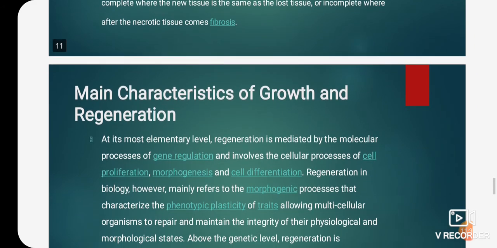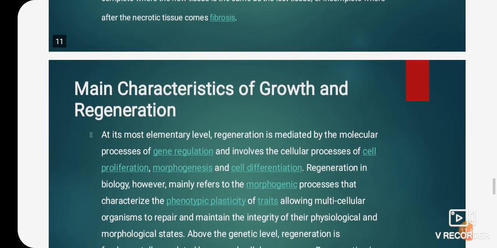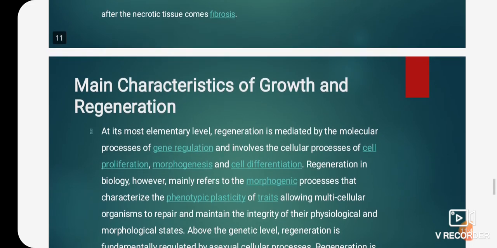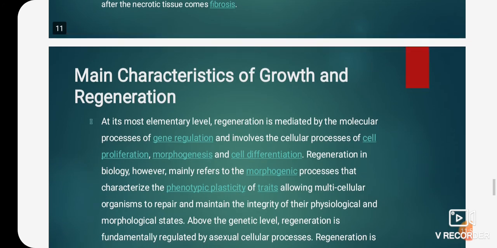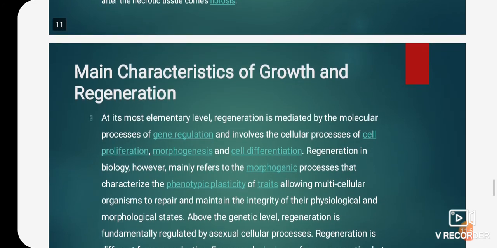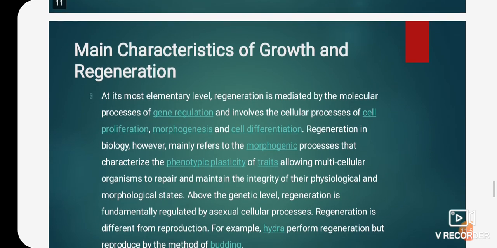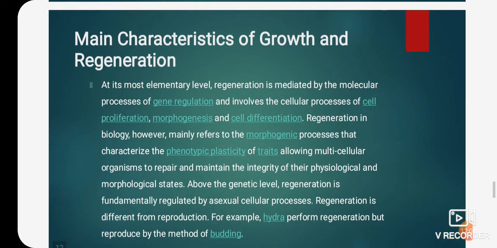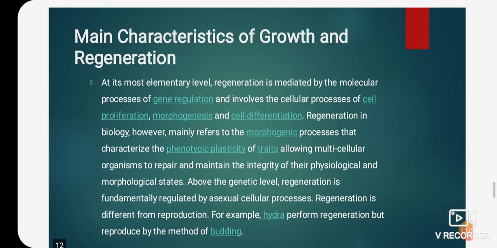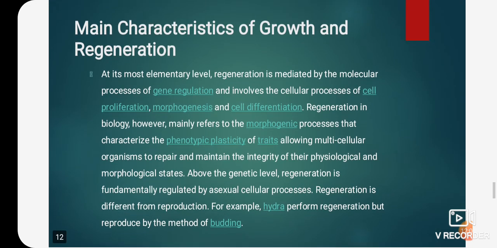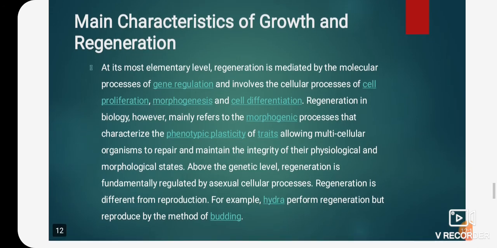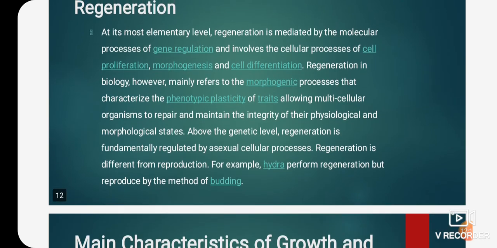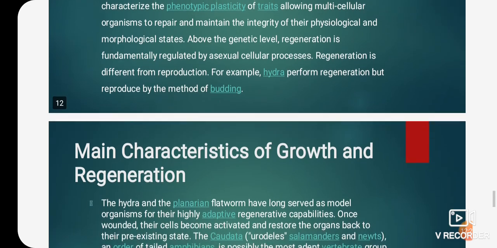Regeneration in biology, however, mainly refers to the morphogenic processes that characterize the phenotypic plasticity of traits, allowing multicellular organisms to repair and maintain the integrity of their physiological and morphological states. Above the genetic level, regeneration is fundamentally regulated by asexual cellular processes. Regeneration is different from reproduction. For example, Hydra perform regeneration but reproduce by the method of budding.